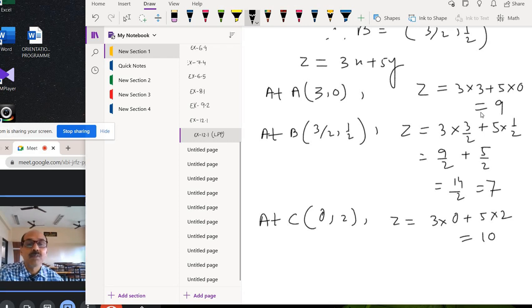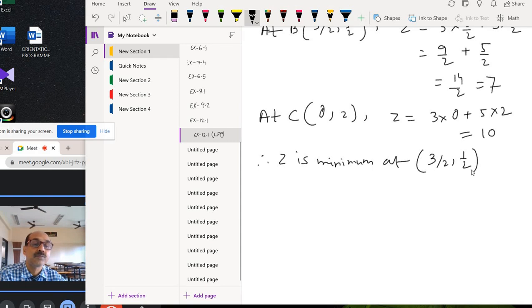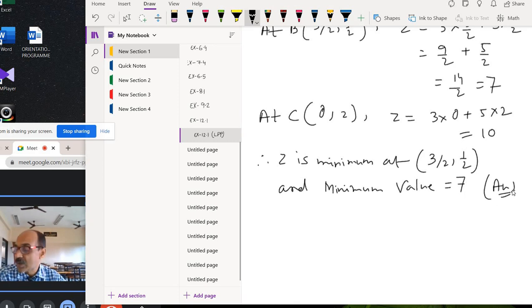So Z is minimum at 3 by 2 comma half, and minimum value equal to 7. Okay, it is clear.